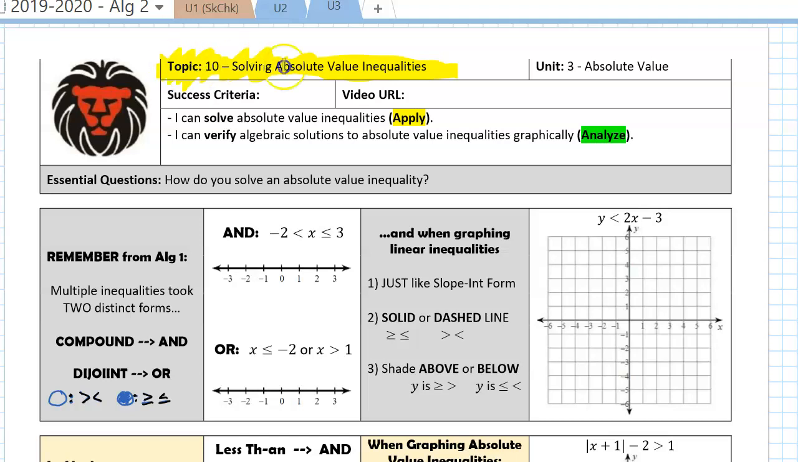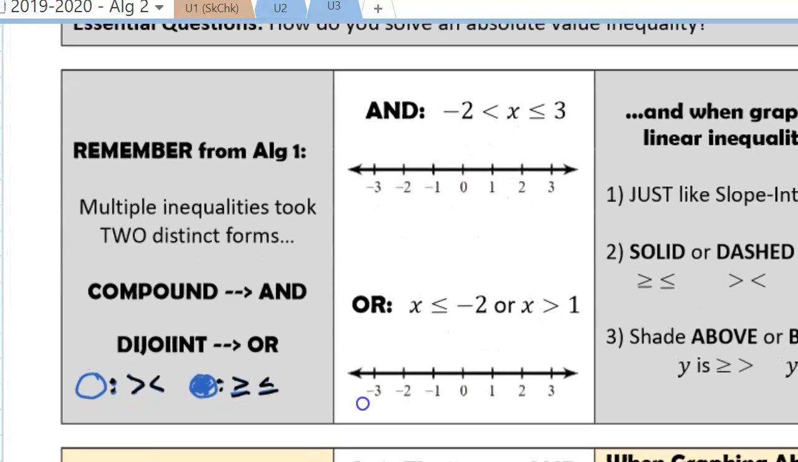This video covers topic number 10, solving absolute value inequalities. We're going to solve absolute value inequalities and verify them using a graphical tool. Now, back in Algebra 1, we had talked about inequalities.